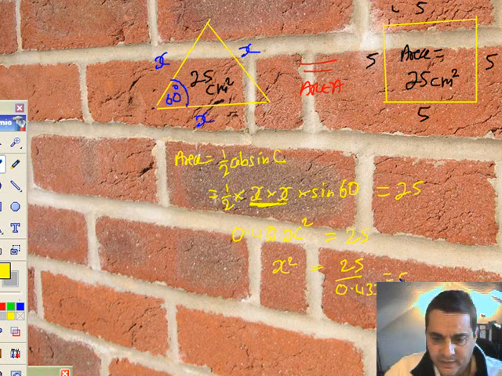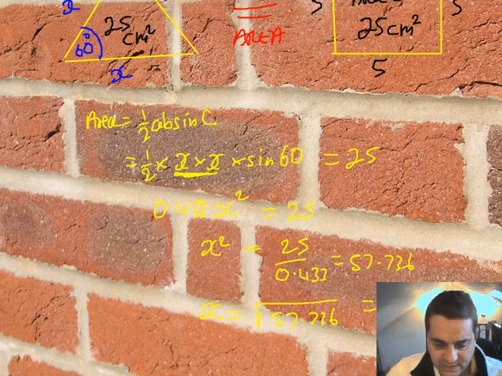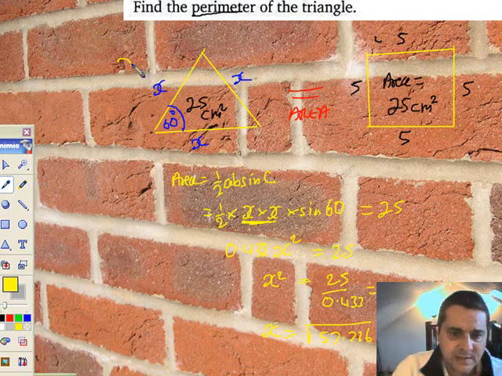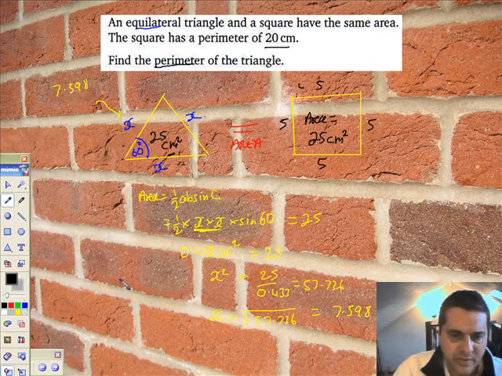And I've got here 57.736. I'll stop there. So x is going to be the square root of that, 57.736, and let's just root it on my calculator, and I've got 7.598. So that's just one of the lengths. So that is 7.598. Of course I won't leave it like that. This is multiplied by 3.